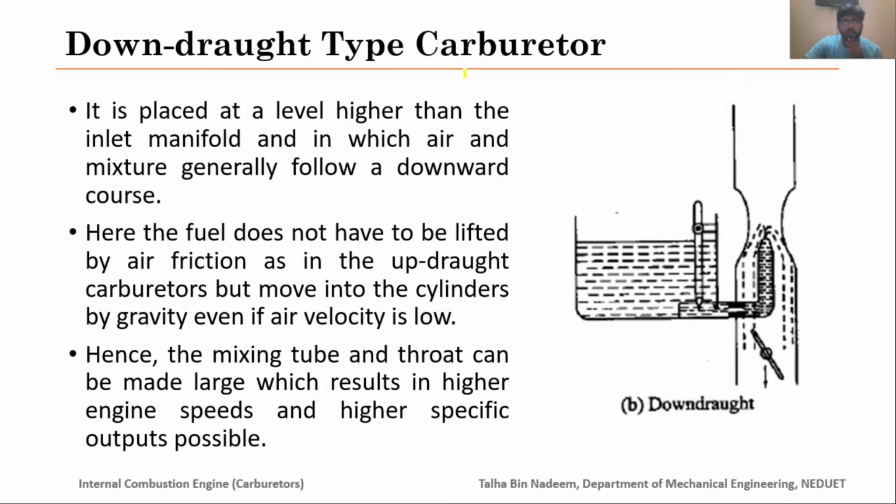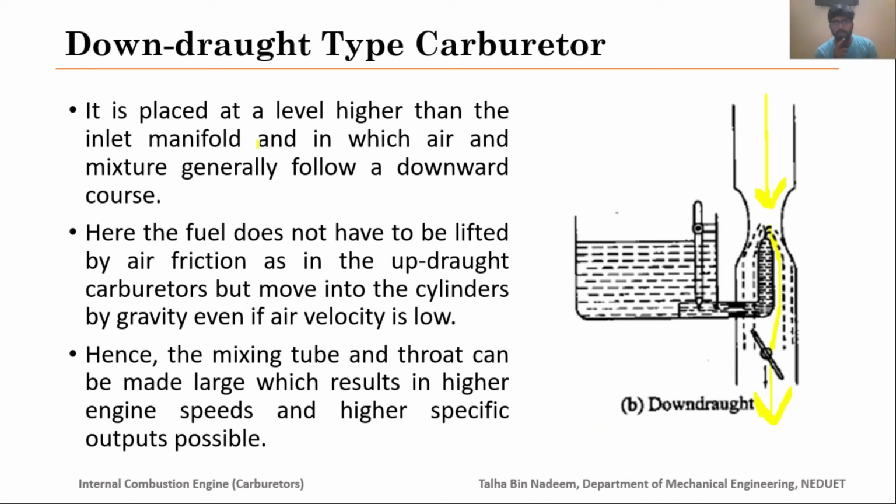Okay, next we discuss the downdraft carburetor. Air is coming from the top and then going from the bottom and taking the fuel along with it. It is placed at a higher level than the intake manifold. I mentioned that part earlier: since the air takes the fuel along because of gravity, downdraft carburetors are placed at a higher level compared to the intake manifold, so that the air takes the fuel along with it.